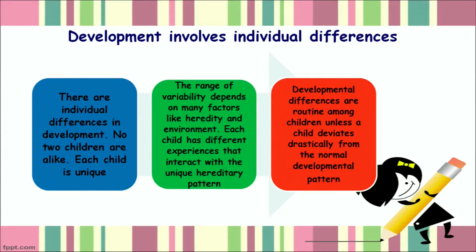The next important principle says development involves individual differences. Now, it is very interesting that every child is unique and different. No two children are alike, not even twins. They are very unique, they are idiosyncratic, they have different skills, different talents, different qualities.